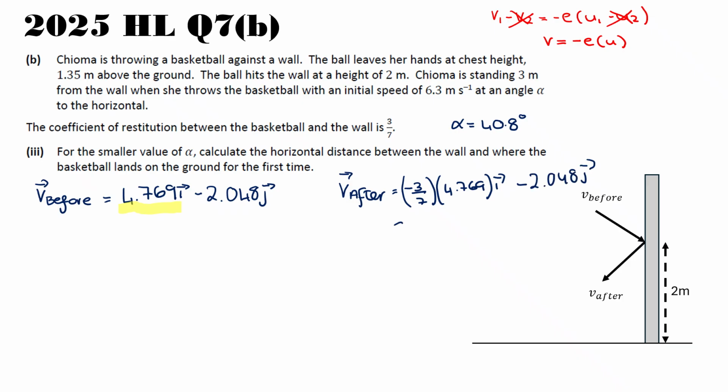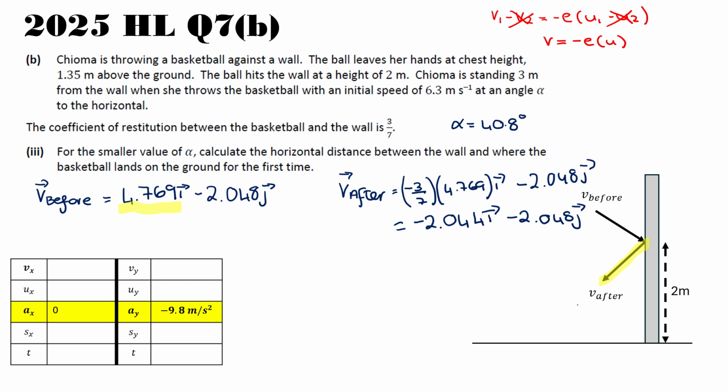0.48 j. If you want to work that out, rather than leaving it there, you can do that separately. You can put it into the i j like I did. It's just nice and neat and quick. Then we have minus 3 over 7 times 4.769, and that's going to give me minus 2.048, so we'll stick to 3 decimal places. Minus 2.048 j. And that's the velocity right here as it's leaving the wall. So that's effectively our projectile.